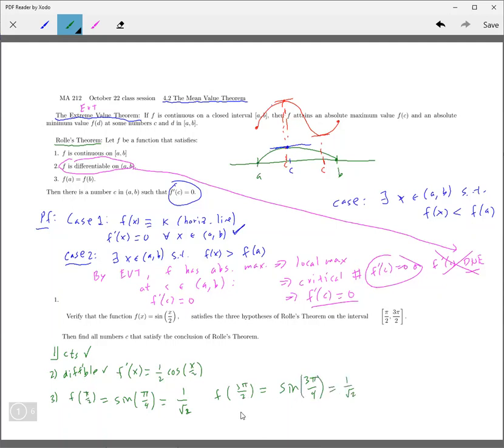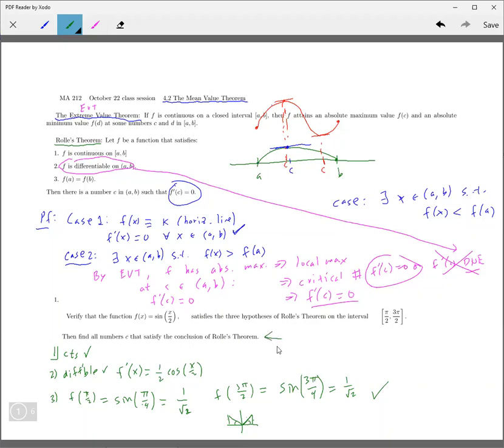So this angle, pi over 4, is right there, and the sine is opposite over hypotenuse. This angle here, 3 pi over 4, is right there, and it's also opposite over the hypotenuse. And so they're going to be the same. So it's all satisfied.